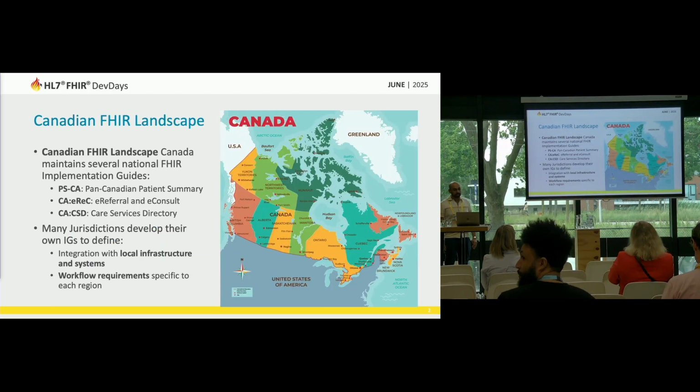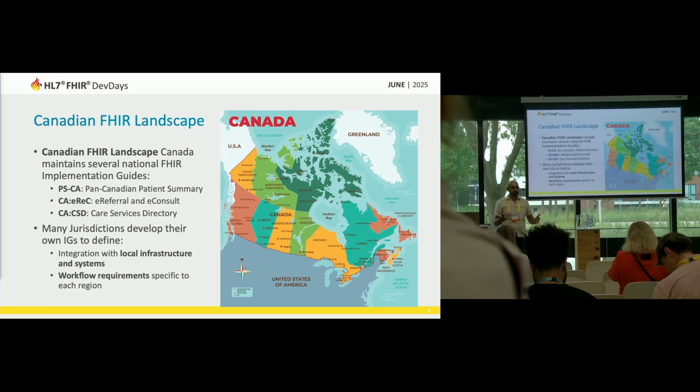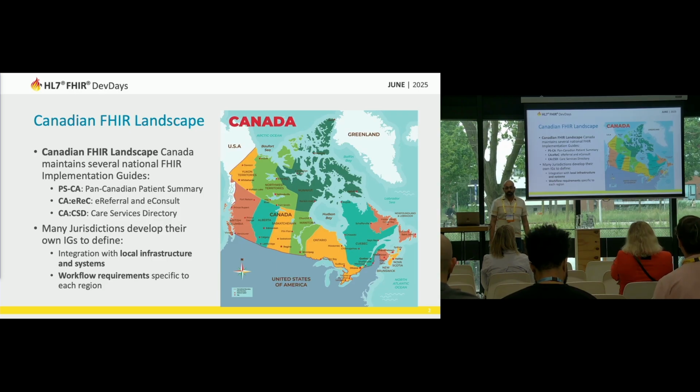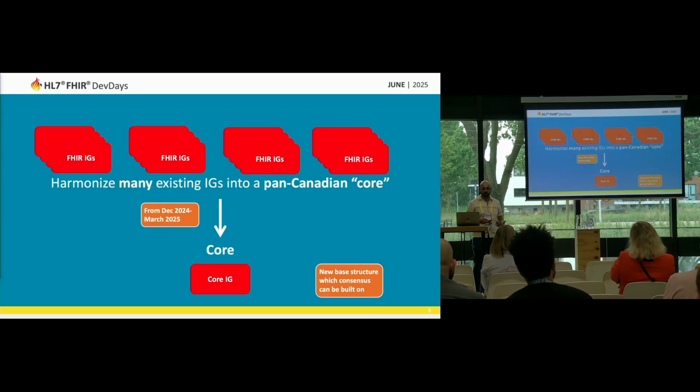So just a little bit about Canada. Canada is not really one health system. We've really got 13 different health systems. And they all have different jurisdictions and different specifications. We also have pan-Canadian specifications, which cover national use cases that are applicable in the different jurisdictions. And there's a lot of different IGs, as you can imagine, because of this kind of infrastructure and the way that our system is set up.